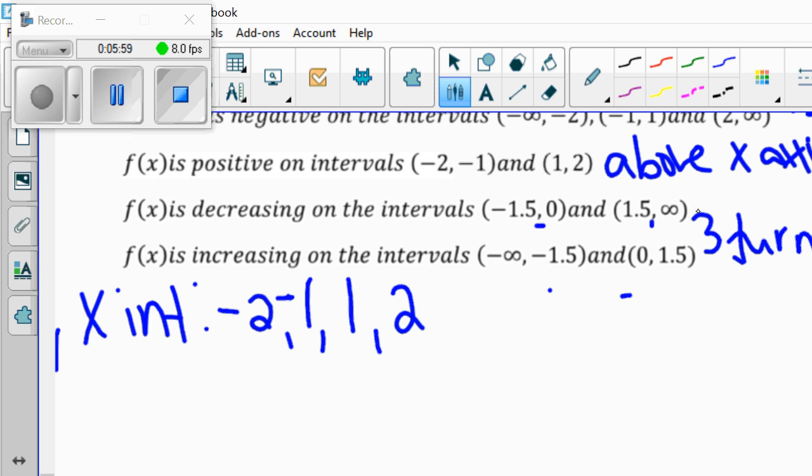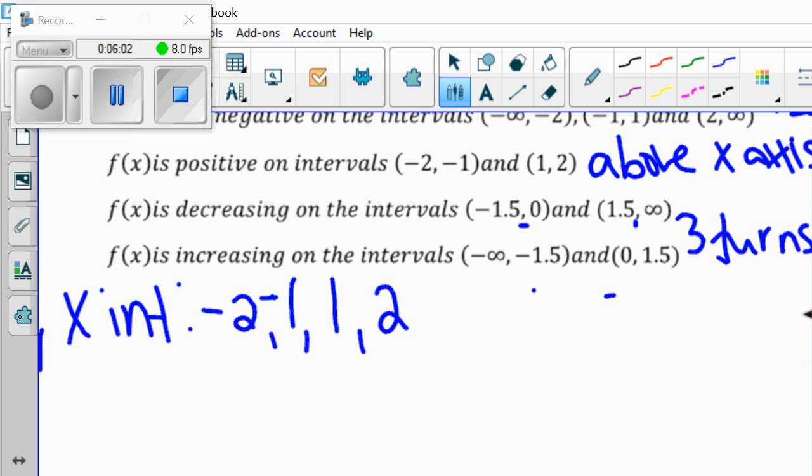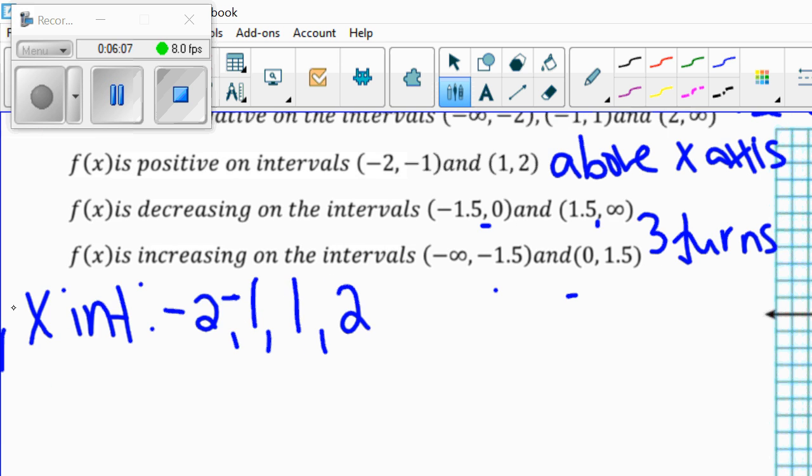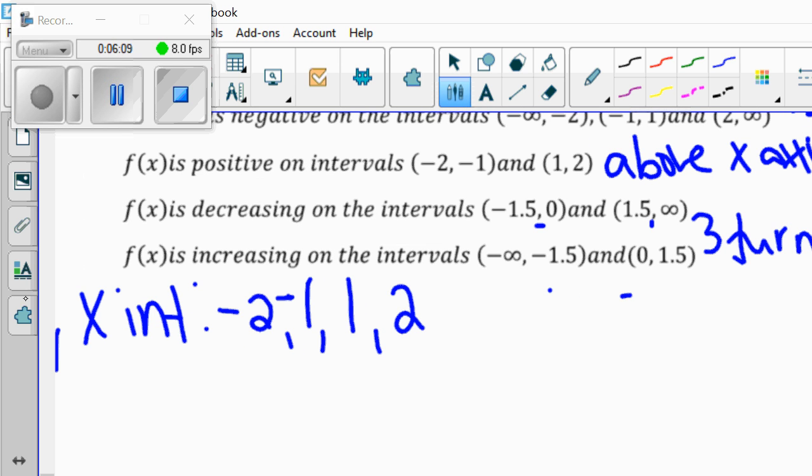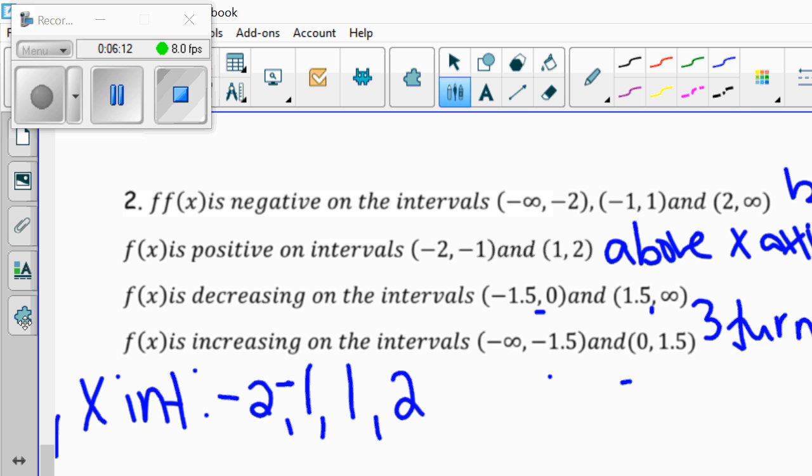We know that it is increasing from negative infinity to negative 1.5, okay? So from negative infinity to negative 1.5, it's increasing. And so we're coming to negative 1.5 somewhere around here. I know that it's negative between negative infinity and negative 2, so something like this. At negative 2, okay, it becomes positive, so it comes up here.